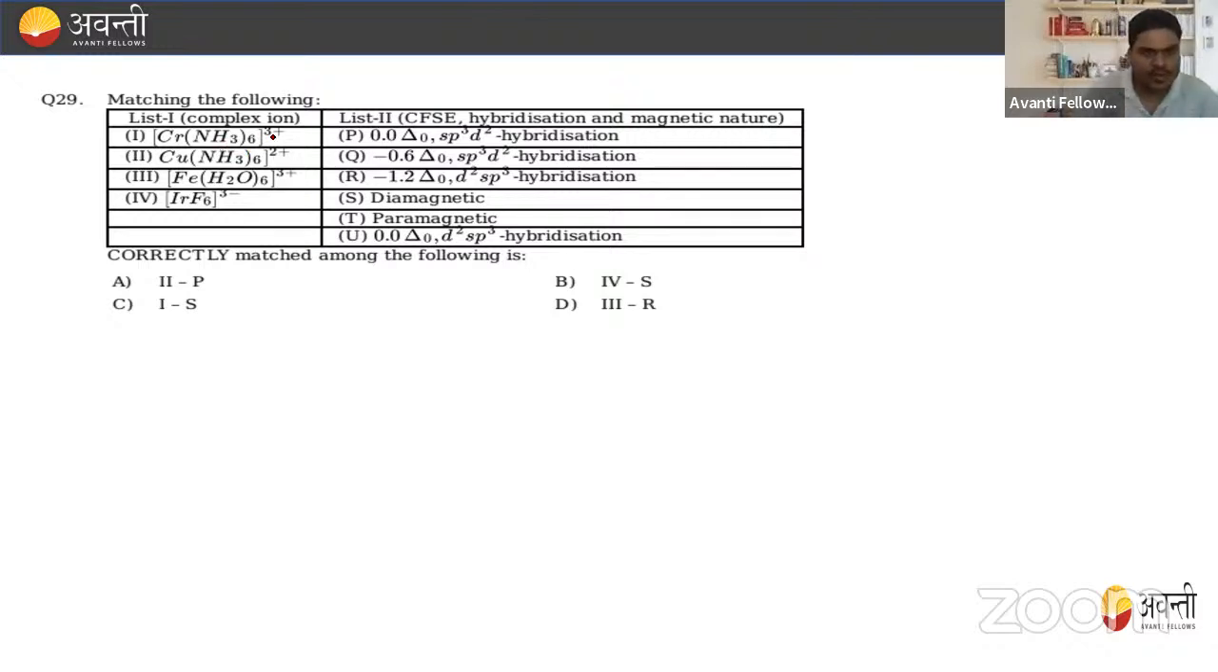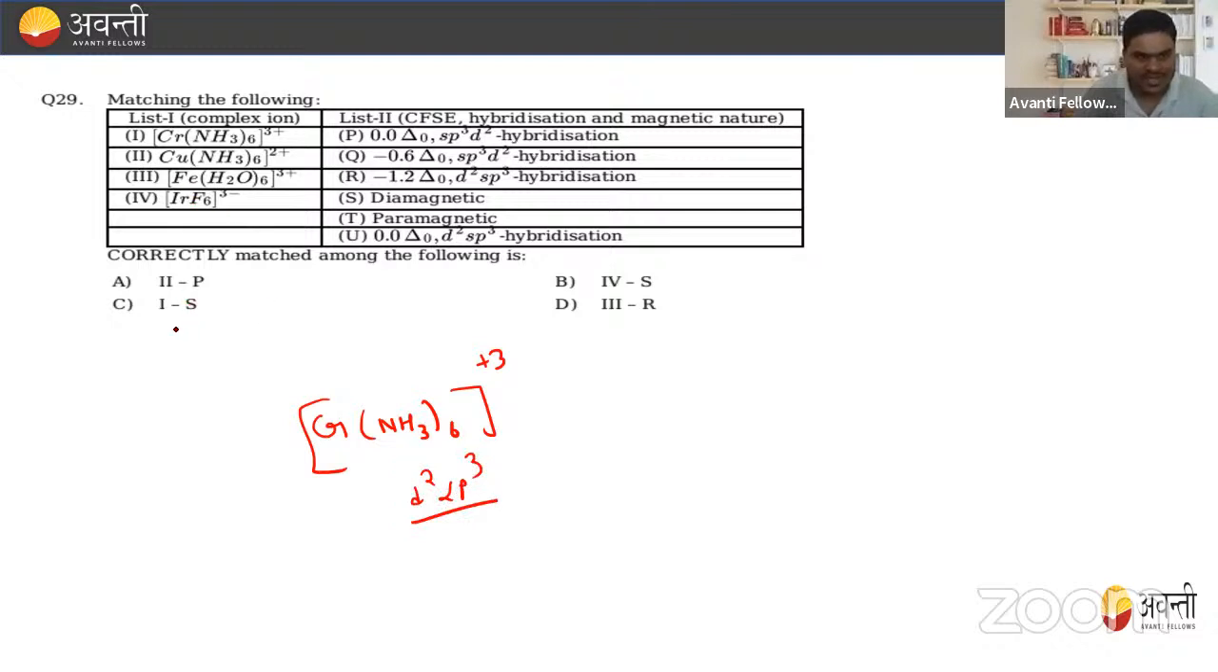Okay. Now chromium NH3 6 with a 3+ ion. So we know that in this case the ligand is strong, so the hybridization is d2sp3, right?